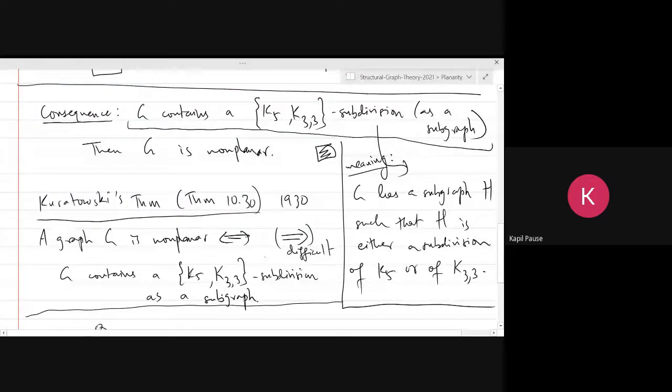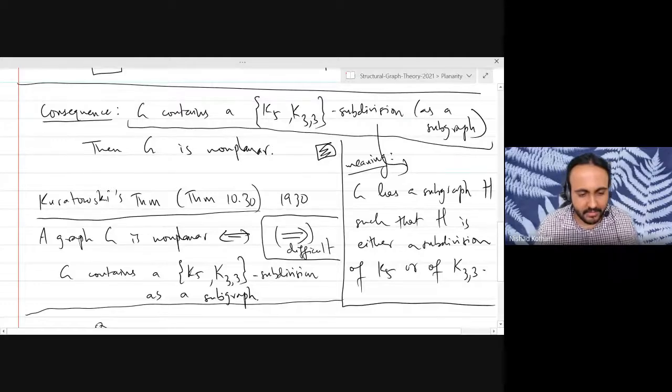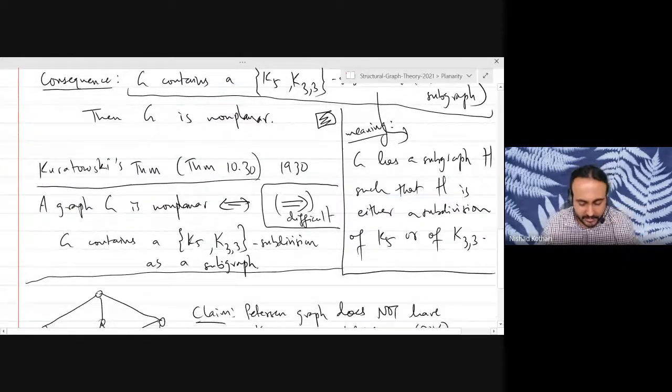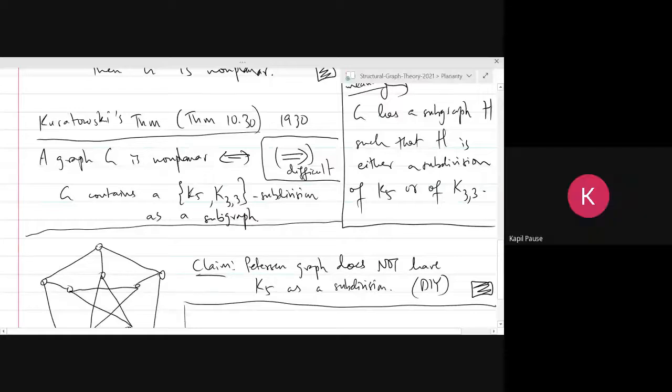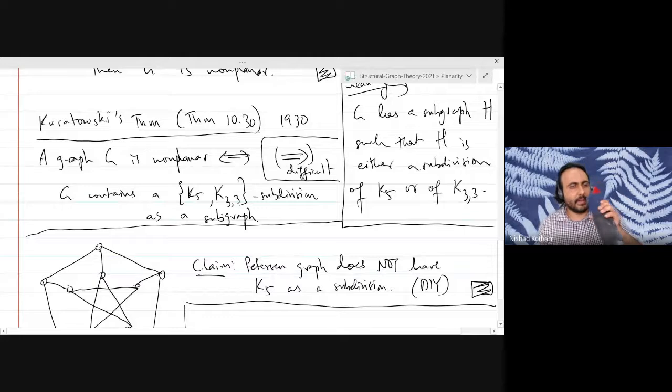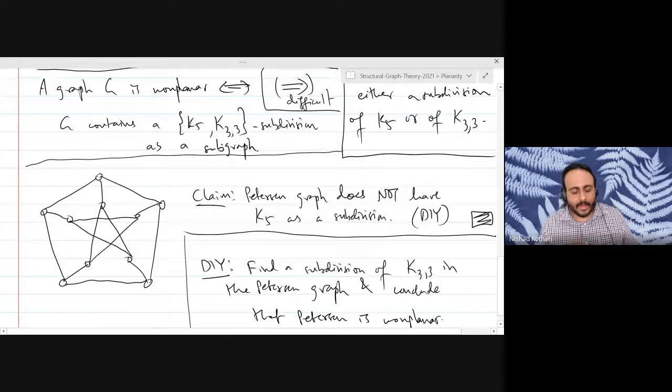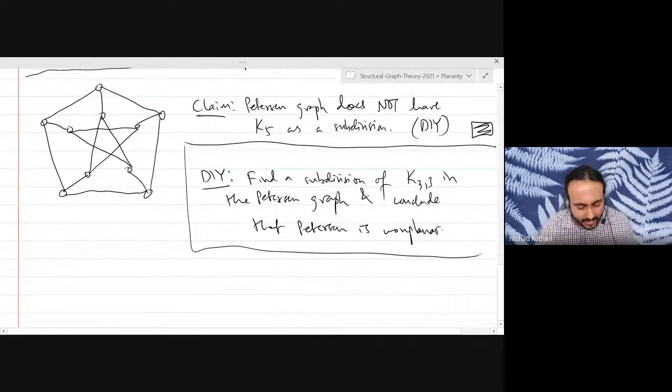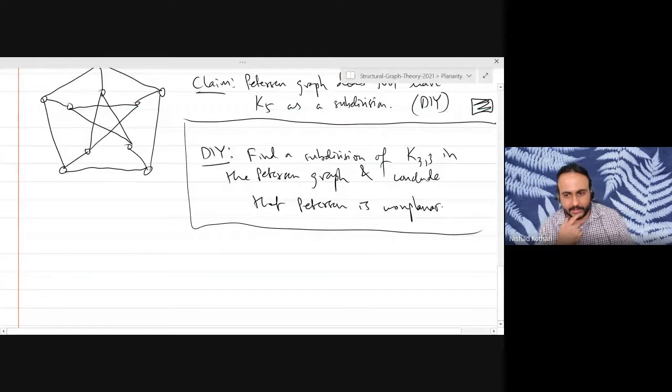Sir, I see a subdivision of K33. Okay, good. How many vertices does your subdivision contain? Let me check: 1, 2, 3, 4, 5, 6, and 8. 8 is a bit odd to me. Can you check again? Because I know only of one type of subdivision, which has 9 vertices, but I could be wrong. I could have missed some subdivisions. Anyway, think about it. I know that there is a subdivision containing 9 vertices. I don't know about 8 vertices.